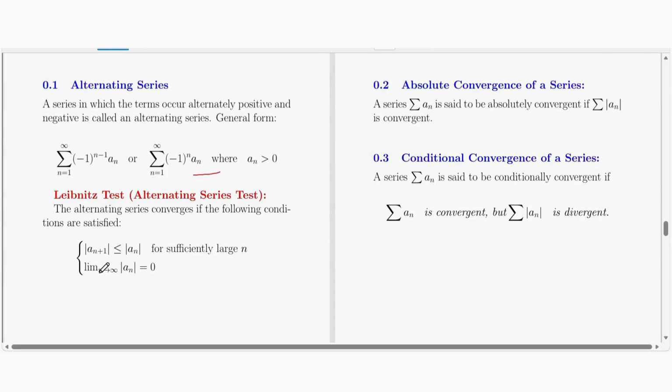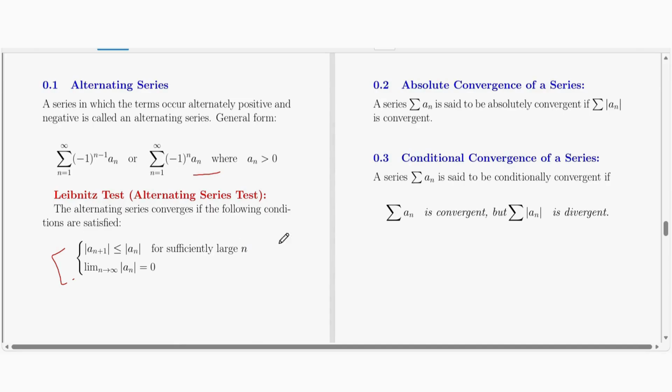First condition: |a_(n+1)| is less than or equal to |a_n| for sufficiently large n, and the limit as n tends to infinity of |a_n| equals 0. If these two conditions are satisfied, then we conclude the given series is a convergent series. If any one condition or both conditions are not satisfied, then this series is a divergent series.